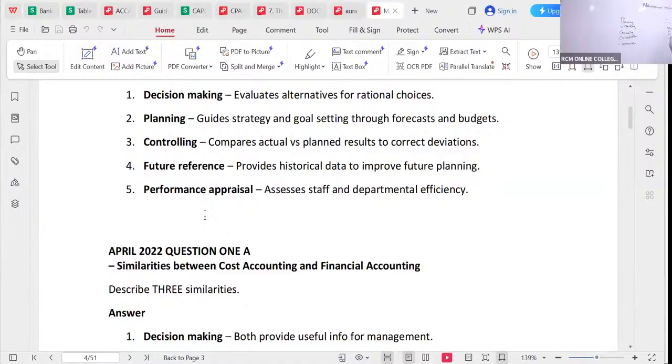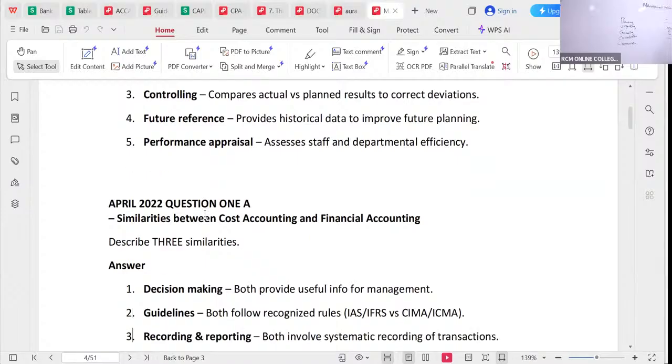You can see there are similarities between cost accounting and financial accounting. Are they similar? Yes. In decision making, both provide useful information for management. Both follow recognized rules. Even if management accounting is quite flexible, it still follows what we call CIMA. CIMA stands for Chartered Institute of Management Accountants. So both somehow follow recognized rules.